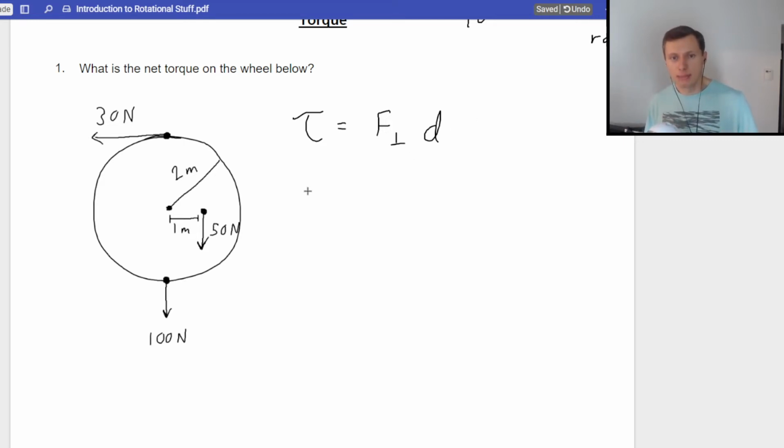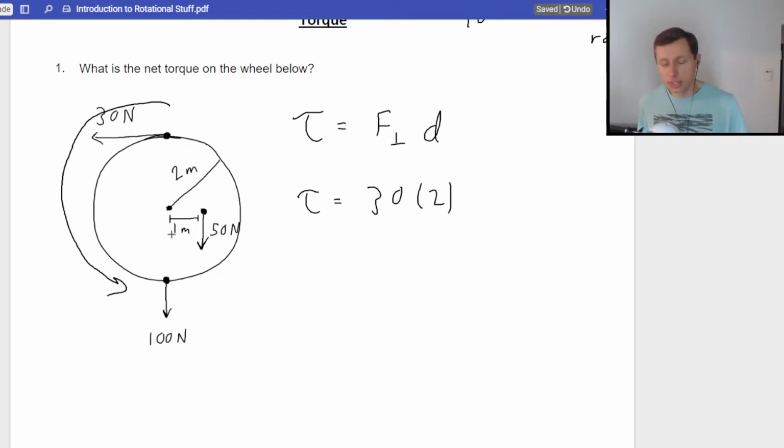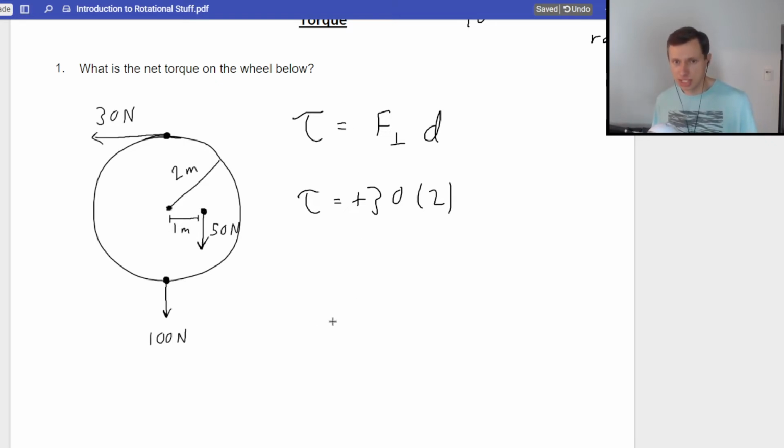So for the first one, I'm going to say torque is equal to 30 newtons times my distance or radius, which in this case is 2 meters. And now, is it positive or negative? Is it a positive torque or a negative torque? Well, to answer that question, is this 30 Newton force in the clockwise direction or counterclockwise direction? If I follow the arrow here, I see that it's continuing this way. It's causing the wheel to spin that way, which means the 30 Newton force is counterclockwise. So that's going to be positive. Does everyone see that? I know it's a confusing topic, but if anyone has any questions, please say it now.